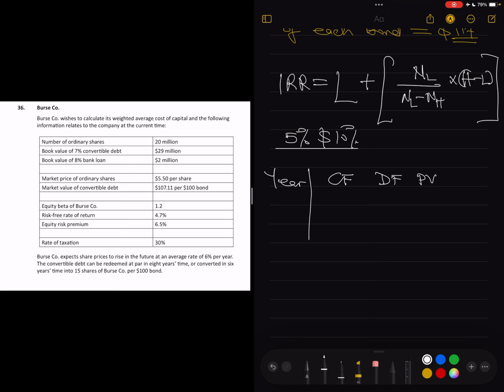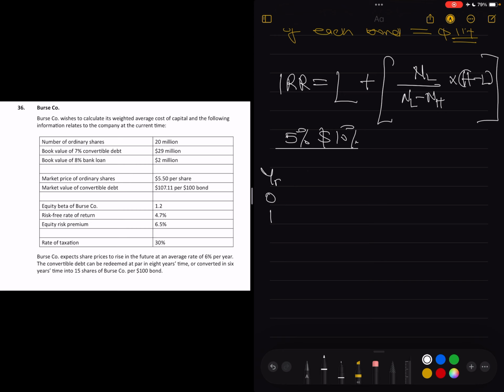Right. So now let me make it so that I can put everything in one table. So let's do year. So we have year 0, year 1. Because it's constant cash flow for how many years? For 6 years now, because we say it's conversion, so we're not going to use 8 years.